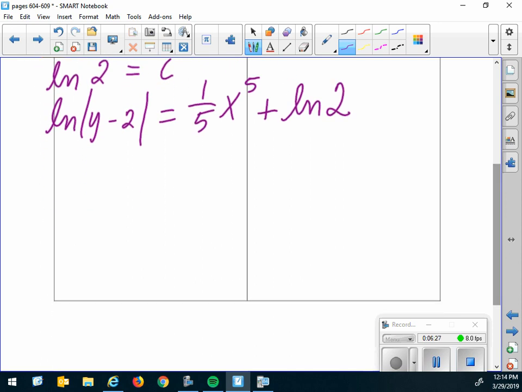Now, I promise this is not as yucky as you're going to think it is. There is a technique that we can use to get rid of the natural log. Let me remind you of something.